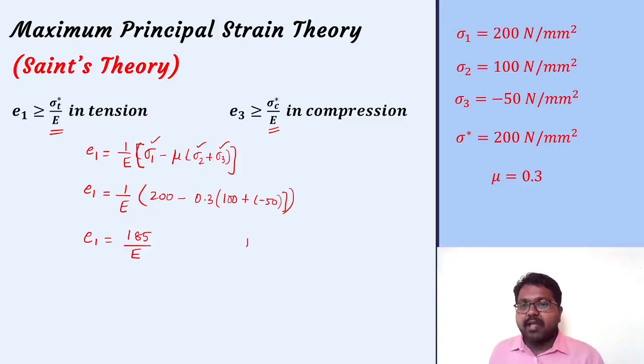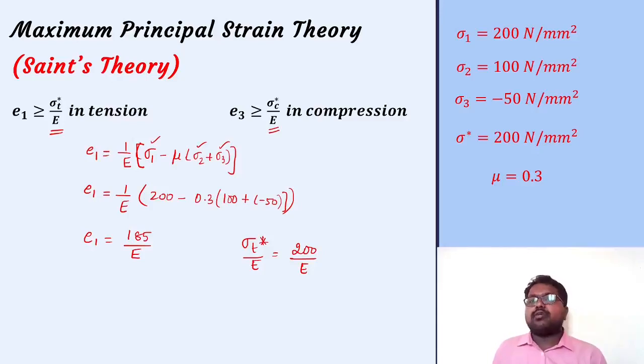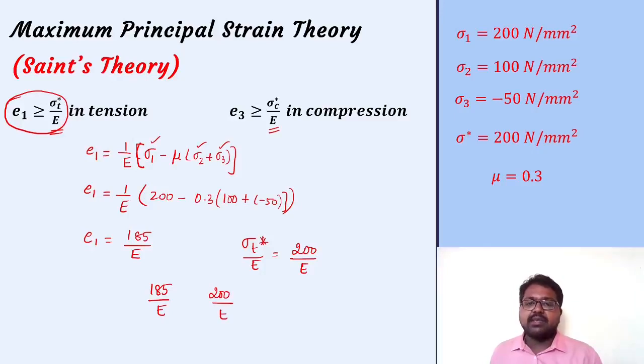Now we need to find the value of sigma T star by E, that is equal to 200 by E. According to maximum principal strain theory, failure will occur only when E1 is greater than or equal to sigma T by E. Here E1 is 185 by E, whereas sigma T by E is 200 by E. So E1 is not greater than or equal to it. Therefore, the material is safe. Failure will not occur here.